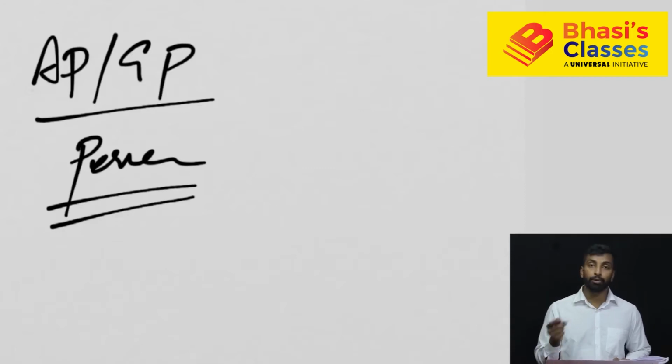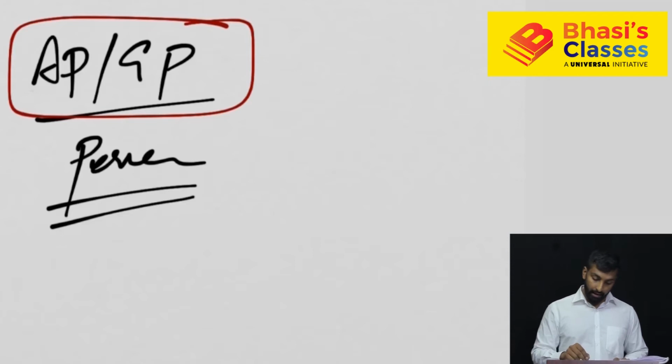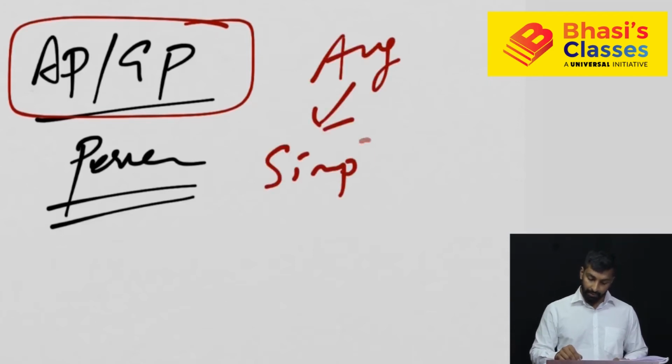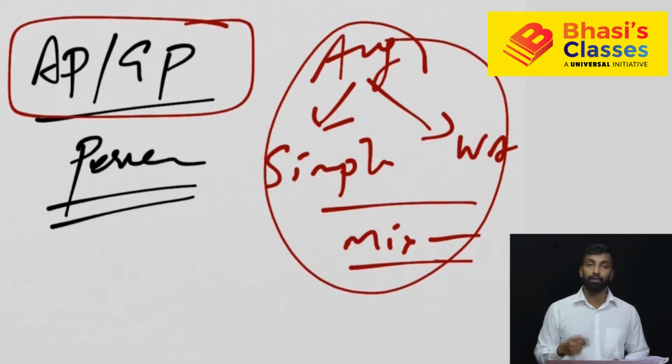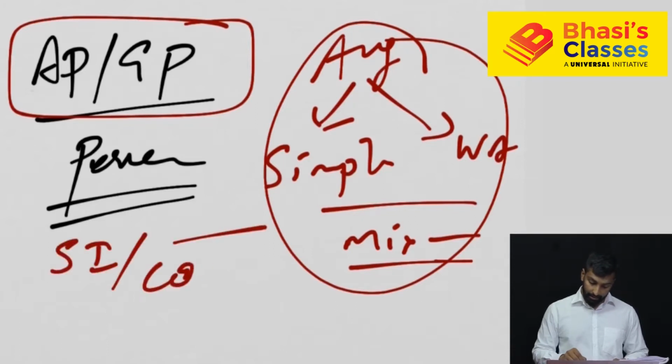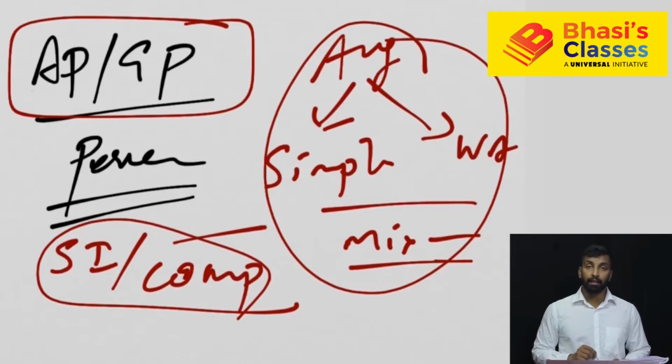So the agenda for today's session is basically I'll try to complete AP, GP, then average, again simple average and weighted average. Then we'll also discuss mixtures, alligation. Okay, all these will be covered together. After that we'll discuss simple interest, compound interest, all those topics. Then in the next session we'll try to take up the problems and we'll solve all the problems, right?